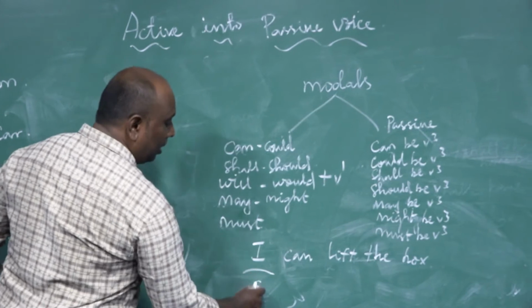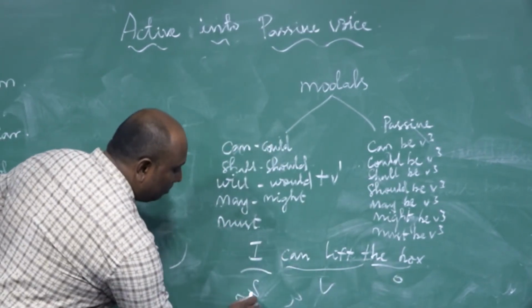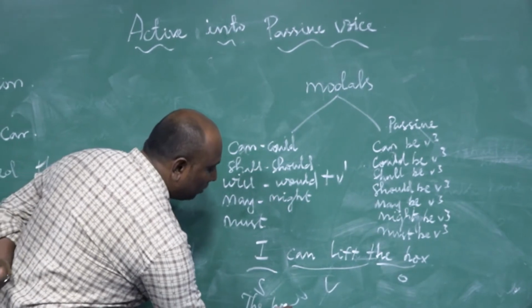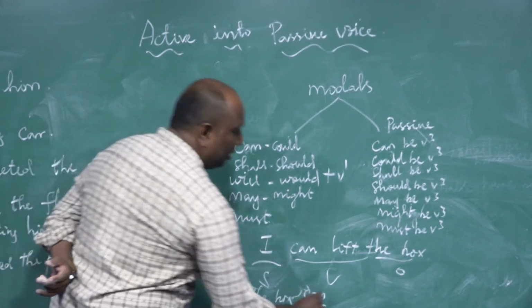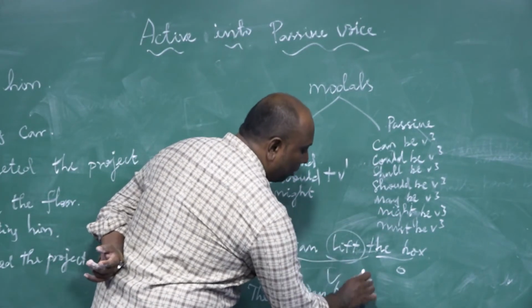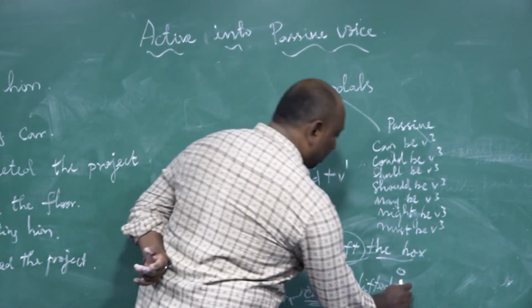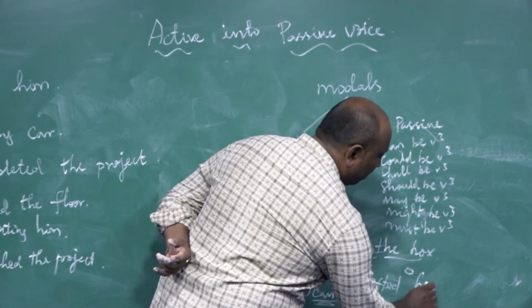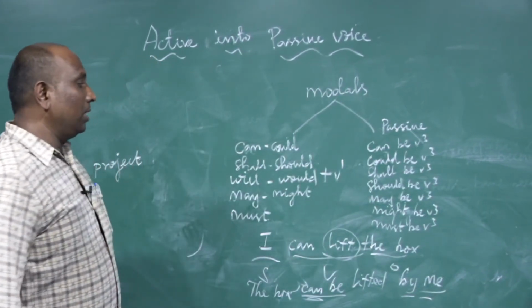So here I is the subject, can lift is the verb, the box is the object. The object will come in the place of the subject: the box. So we have to use the same modal. We cannot change anything. Can plus be plus verb third form. What is the third form for lift? Lift, lifted, lifted. The box can be lifted by me.